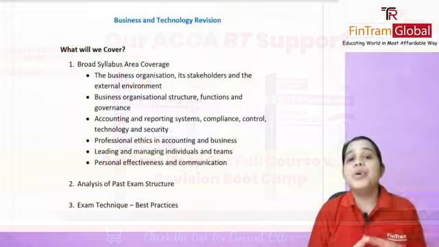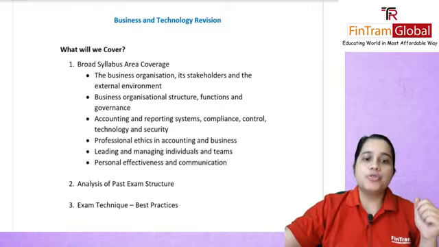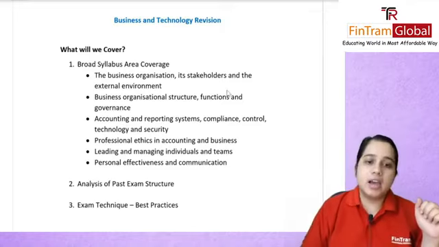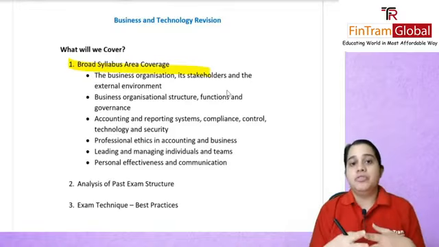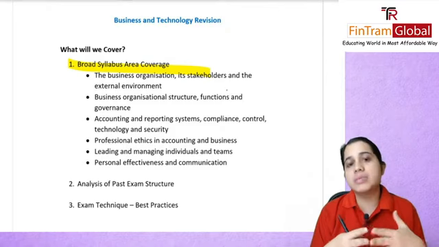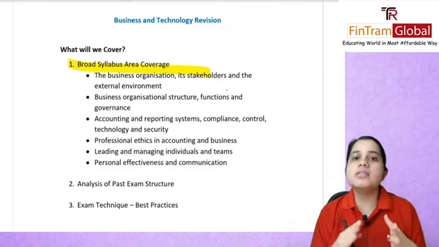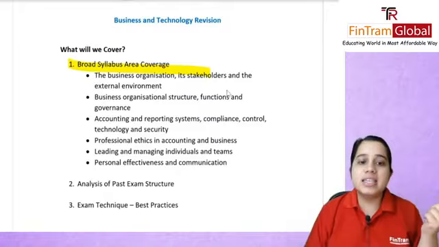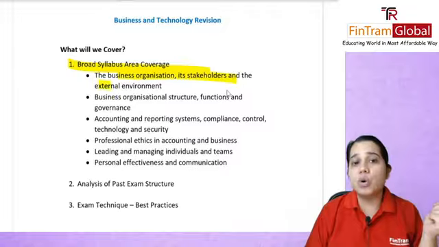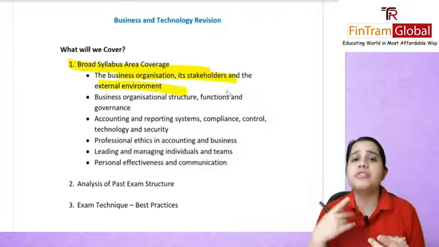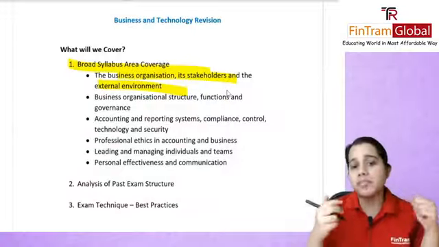So what are we going to be covering in this session? Firstly, let's talk about our syllabus area. In this revision session, we will be covering various syllabus areas, and we have divided this revision session in two parts. So today we'll be doing part 1 of the revision session, wherein we will see business organization, stakeholders. We talked about the external environment, wherein we covered the political factors, legal factors, economic factors.